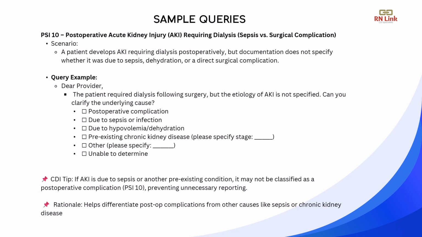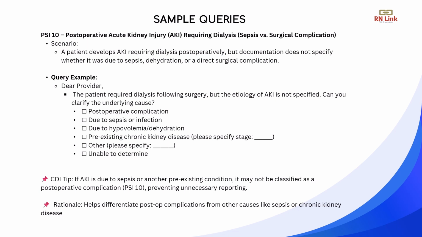PSI 10. Postoperative acute kidney injury requiring dialysis, sepsis versus surgical complication. Scenario. A patient develops AKI requiring dialysis postoperatively, but documentation does not specify whether it was due to sepsis, dehydration, or a direct surgical complication. Query example. Dear provider, the patient required dialysis following surgery, but the etiology of AKI is not specified.